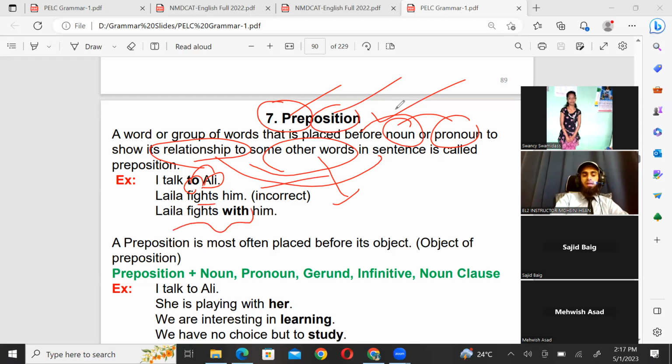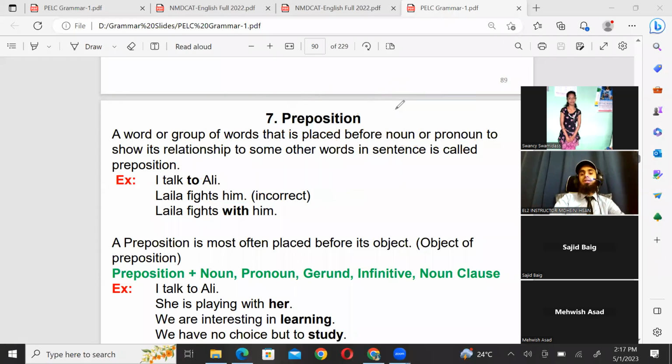Laila fights with him. Now, with is used before the pronoun him, and this with is showing the relationship of this word with the rest of the sentence, and that is a preposition. So the definition of a preposition is that it shows the relationship of the words in a sentence with the noun or pronoun.